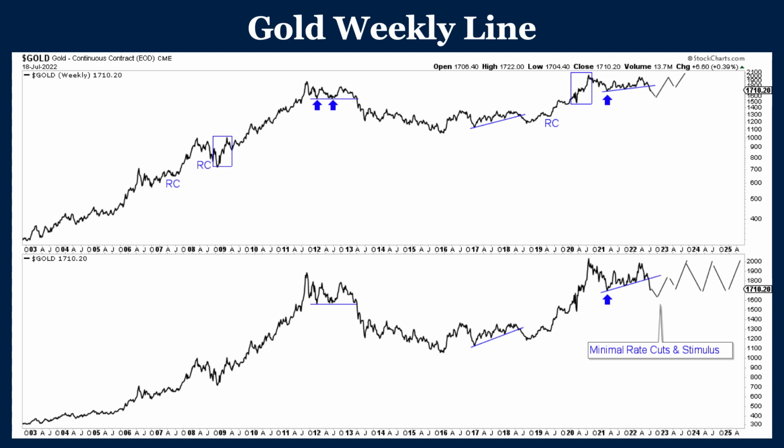June, they start cutting rates. Gold has a huge breakout. So that shows you the importance of fundamental catalysts and Federal Reserve policy.